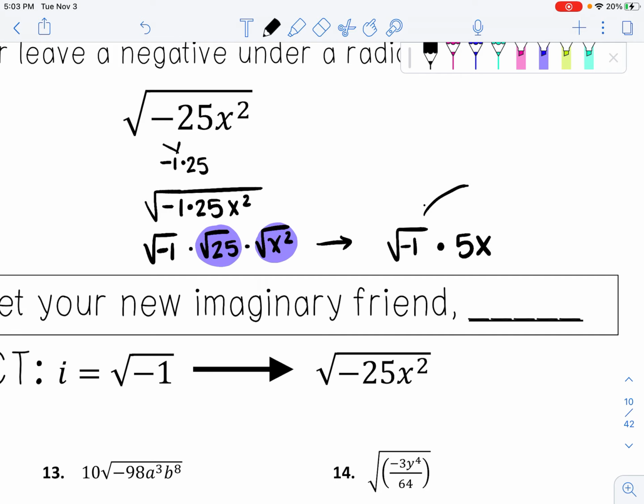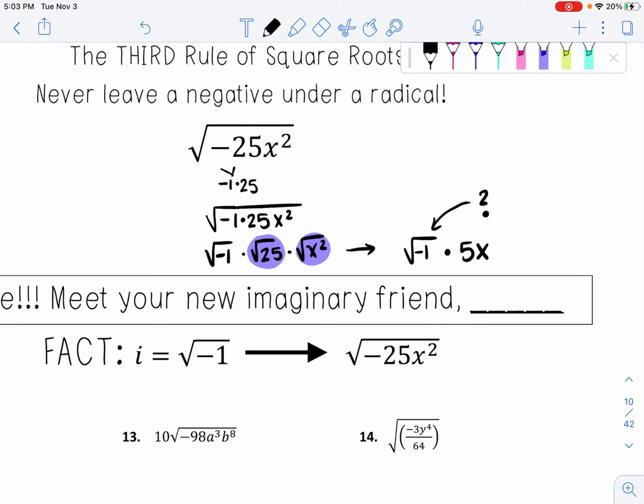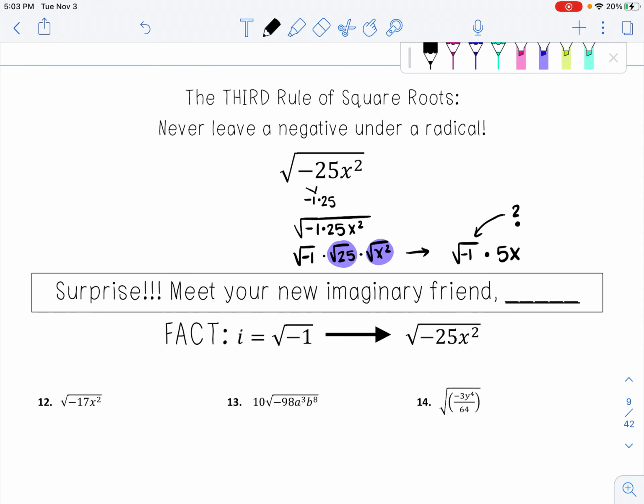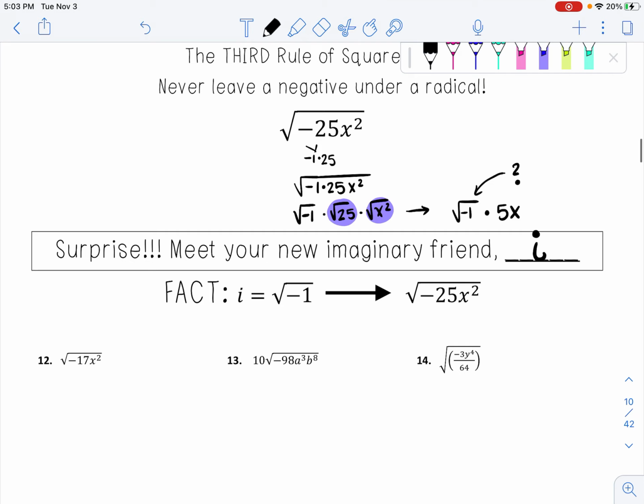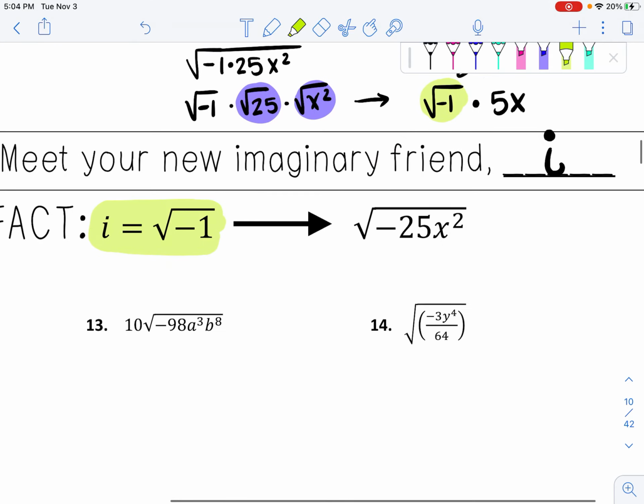And so what we're doing is trying to figure out what's the square root of negative 1. So that's what we're going to do now. So it says, surprise, meet your new imaginary friend. Your imaginary friend is called i. Your new imaginary friend is i. i is equal to the square root of negative 1. This is a fact. This needs to be known. i is equal to the square root of negative 1. Your calculator is not going to tell you that. You need to know that.